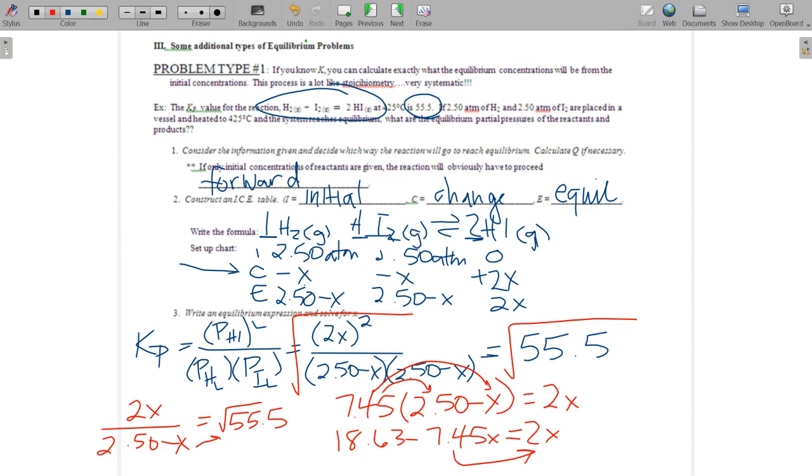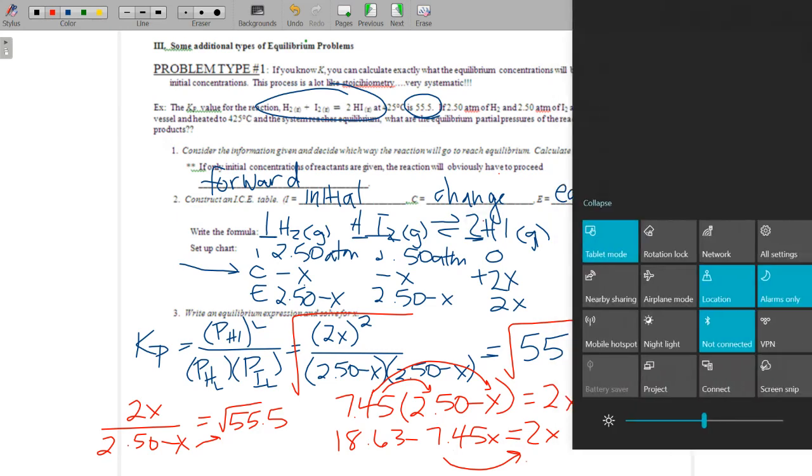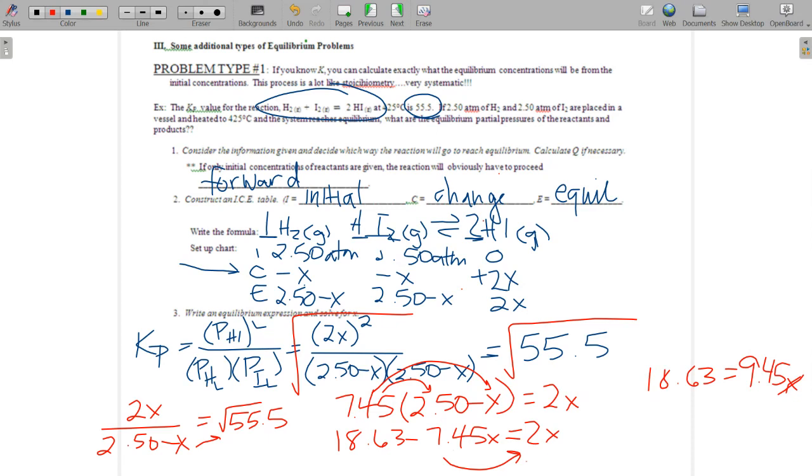Or, just kidding, you do it the first way that I said, which is that you move this 7.45, add it to both sides, and you get 18.63 equals 9.45x. And so when you get 9.45x, you divide both sides by 9.45, and you get that x equals 1.97. Now, what do you do with that step afterwards?